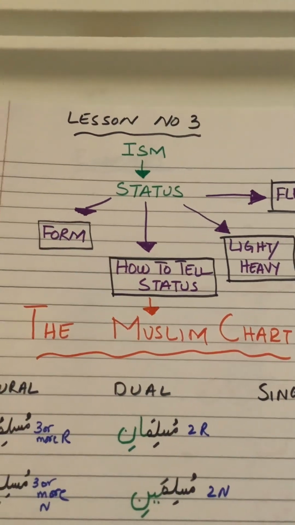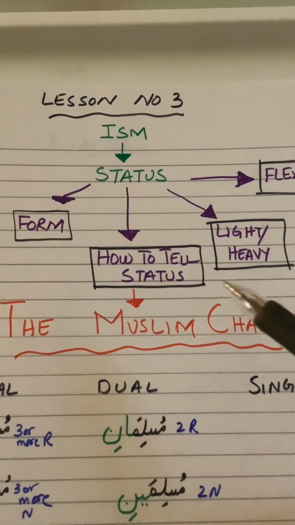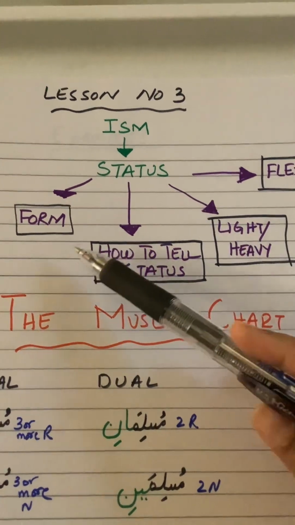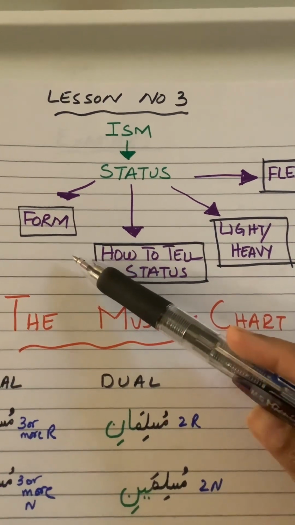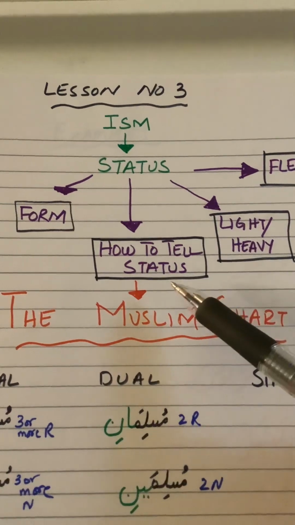Assalamu alaikum. I'm back with lesson number 3 of the Arabic grammar that we were learning. We started with ism, and in ism we started the status, in which we learned the forms of the status, which were rafa, nasab and jar. Then how to tell status, we said that there are ending sounds and ending combinations.